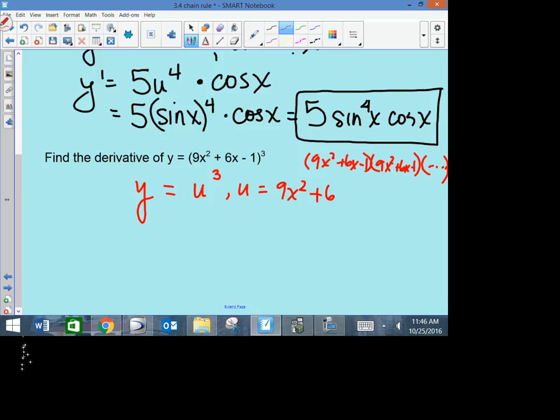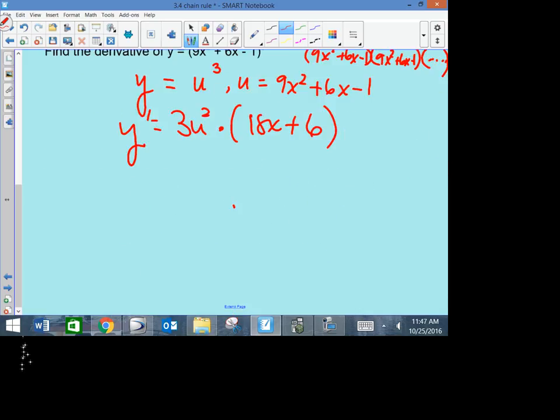Very good. Because we're going to take this and put it right here, and we'll have exactly that. Don't forget to check that. Okay, y prime, we start with the u, Hannah. 3u squared times 18x plus 6. Now watch your parentheses here, ladies. Don't just put a times sign and then not do your parentheses, because that whole 3u squared gets multiplied by the 18x plus 6, which is the derivative of u. Okay, 3u squared, u becomes, don't forget your squared, 9x squared plus 6x minus 1, times 18x plus 6.